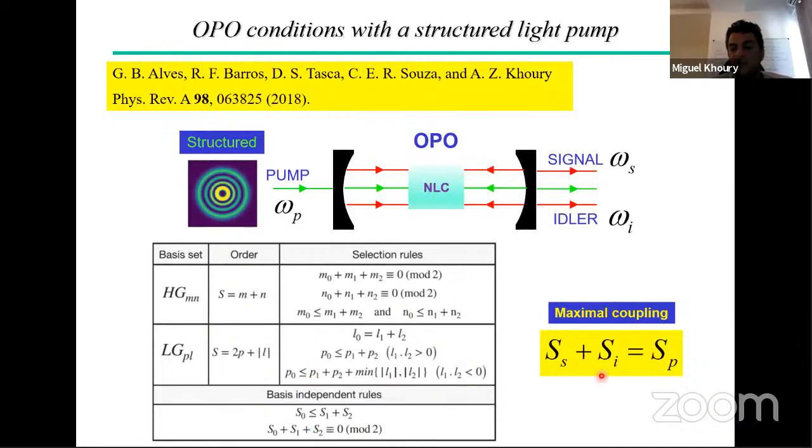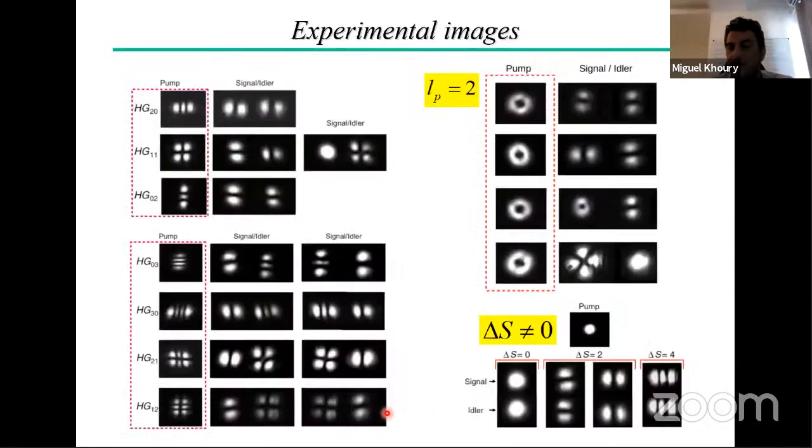So S here are the orders of the incoming modes and the outgoing modes. So this is the order of the signal beam, order of the idler beam, and order of the pump beam. The three orders must add to an even number, and the order of the pump is smaller or equal to the added orders of the signal and idler. This is a selection rule that we derived, and we could check for a big family of pumps, Hermite-Gaussian, Laguerre-Gaussian, different orders, and these are all operation conditions that we could verify in the OPO were subjected to this selection rule.